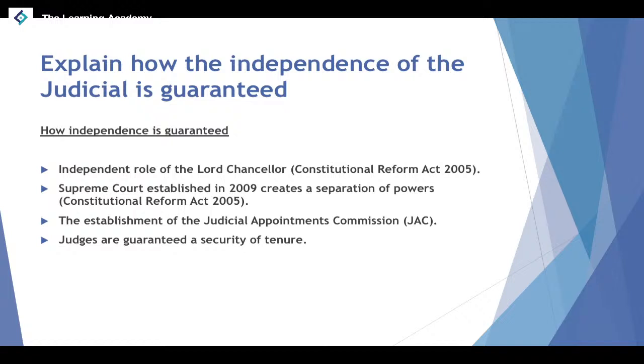Now rather than just listing all of these points, you have to also ensure that you are able to explain how these points ensure that we have a guaranteed judicial independence. Okay, so it's not enough to just say judges are guaranteed security of tenure, but why does that ensure that judicial independence is guaranteed? Why does the security of tenure allow for the judiciary to be independent?